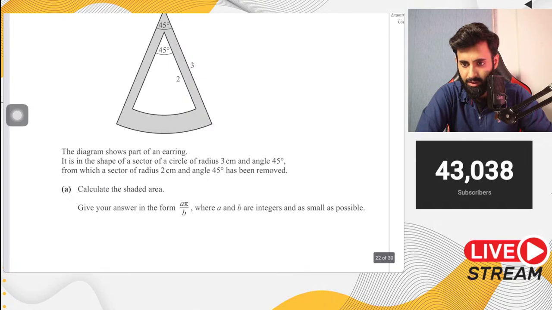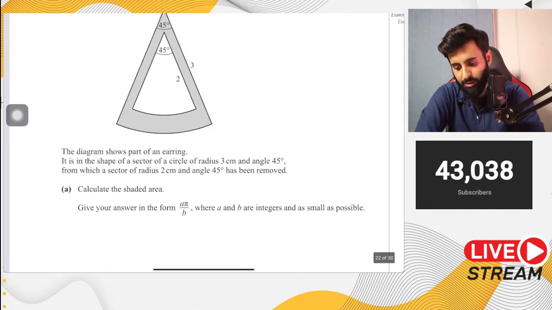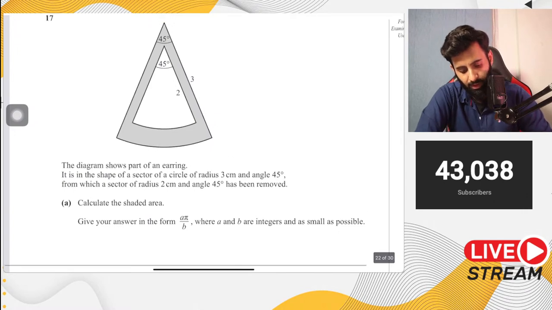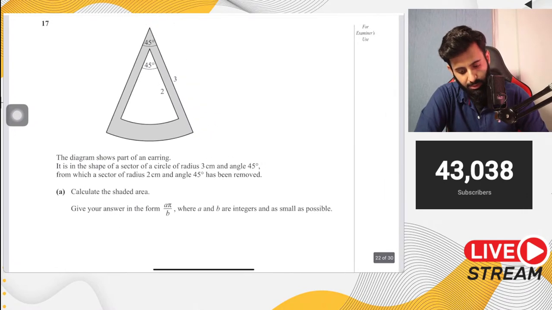Okay, so if the question is about similar areas, then we square. Yes, if it's about area, then we square. If it's about volume, then we cube. So how do we calculate the shaded area? It's pretty easy. 45 upon 360 into pi into 3 squared. That will give us the area of the larger sector, minus the area of the smaller sector, 45 upon 360 into pi into 2 squared.